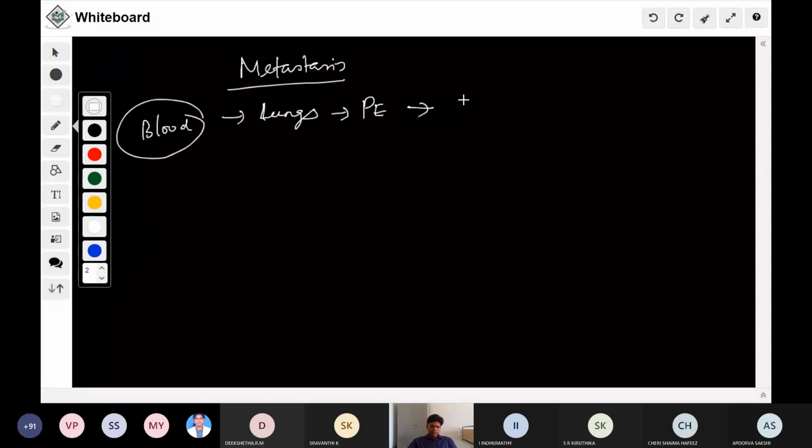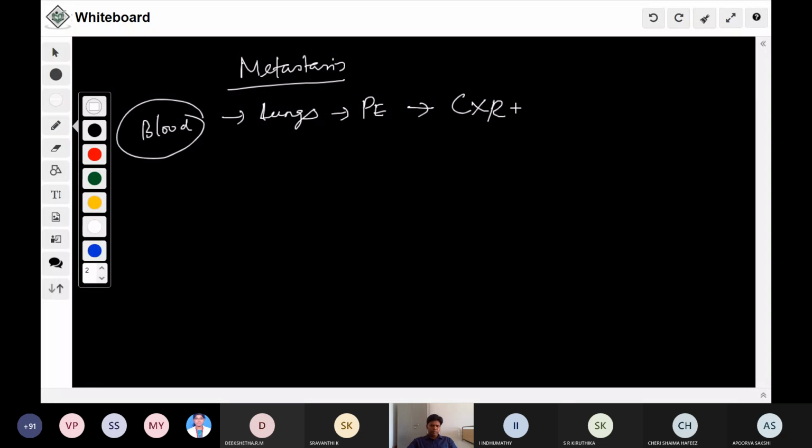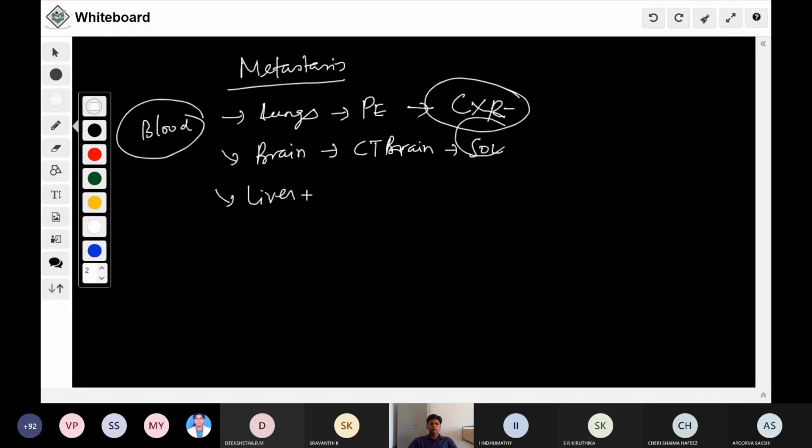So for malignant pleural effusion, by taking a simple chest X-ray PA view, you can rule out whether pleural effusion is there or not. If brain metastasis is suspected, you can plan for a CT brain to rule out a space-occupying lesion. And for the liver, the ideal investigation is ultrasound of the abdomen, to find out these lesions.